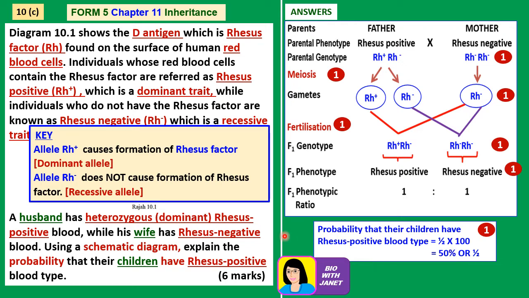All right. So basically, this kind of schematic diagram will be about 6 to 8 marks, plus the answer for the probability and plus the calculation. All right, 6 to 8 marks.